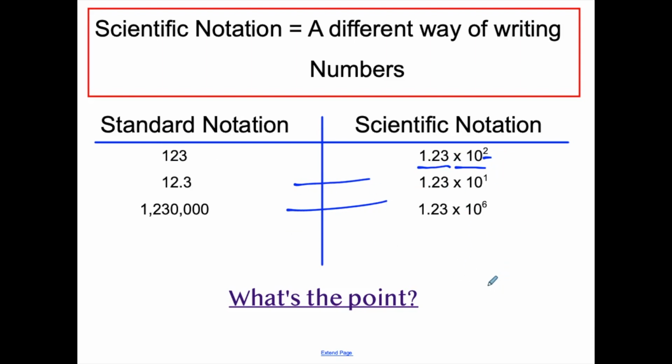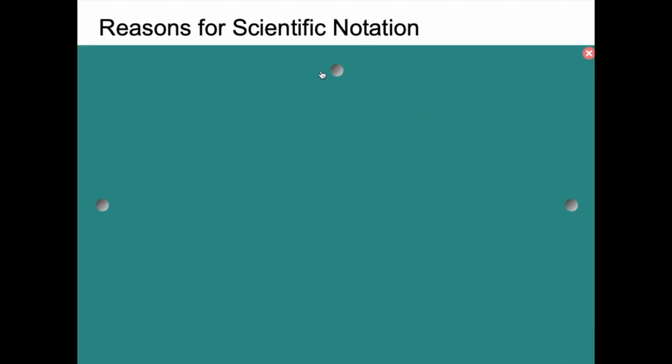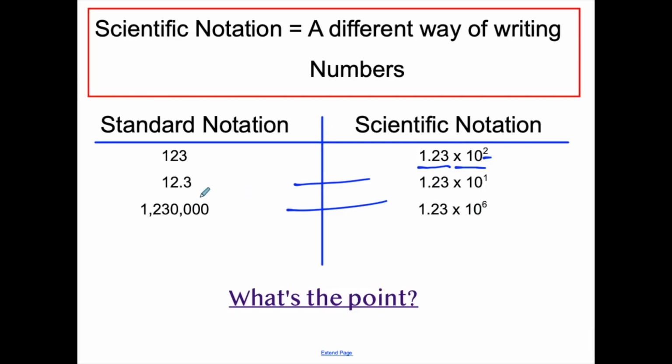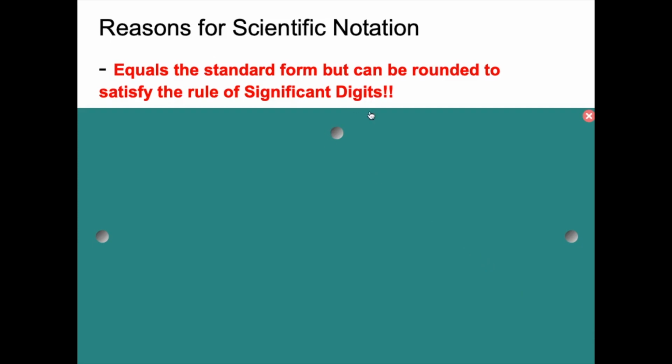But why do you even write these numbers like this? Why would I write 1,230,000 as 1.23 times 10 to the 6? Well, there's a couple of advantages of writing and learning the language of scientific notation. Number one, it equals the standard form but can be rounded to satisfy the rule of significant digits. That means that if I needed 123 and I needed to write it in only one significant digit, I could write this as 1 times 10 to the power of 2, and this would only have one significant digit and satisfy that rule. So that's a really big advantage of scientific notation.